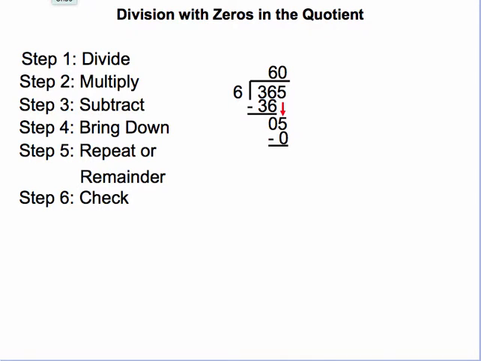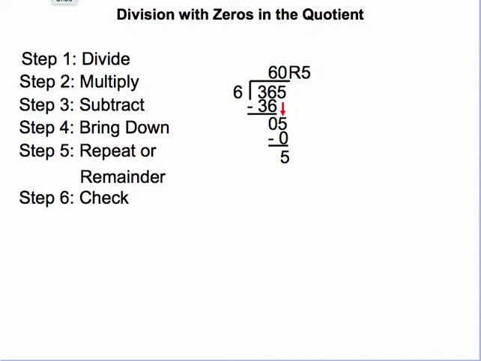So 6 times 0 is 0. 5 minus 0 is going to get me 5. And I need to write that up as the remainder. So my answer is 60 with the remainder of 5.